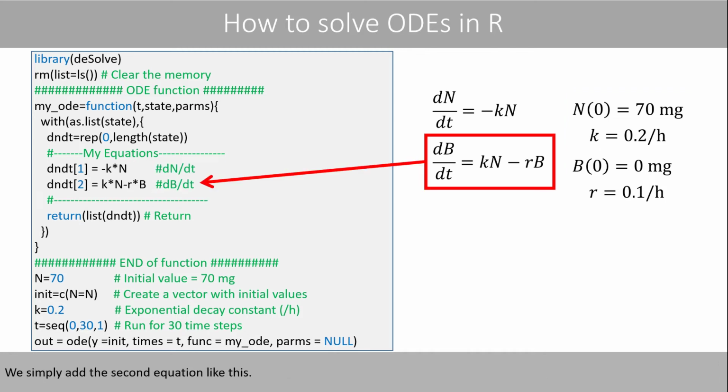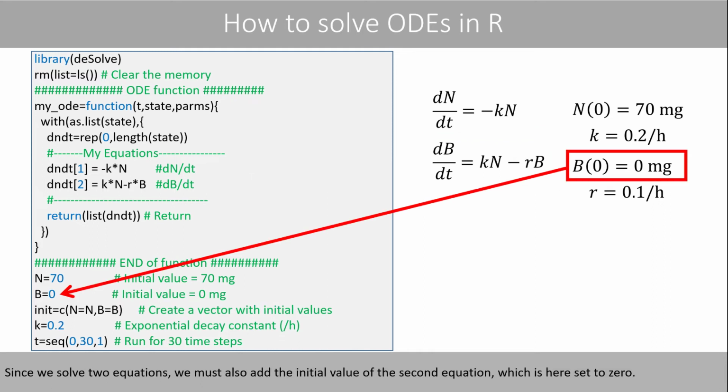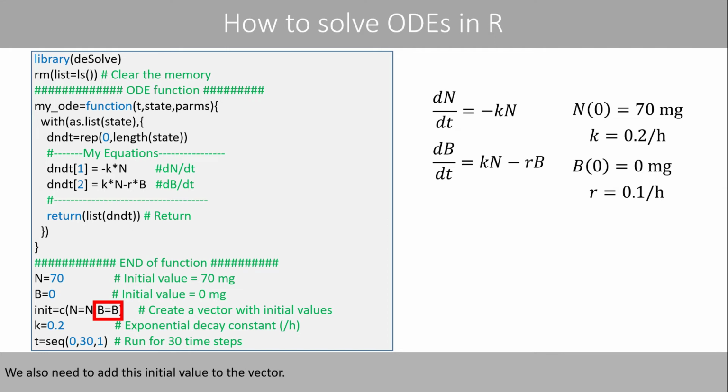We simply add the second equation like this. Since we solved 2 equations, we must also add the initial value of the second equation, which is here set to 0. We also need to add this initial value to the vector.